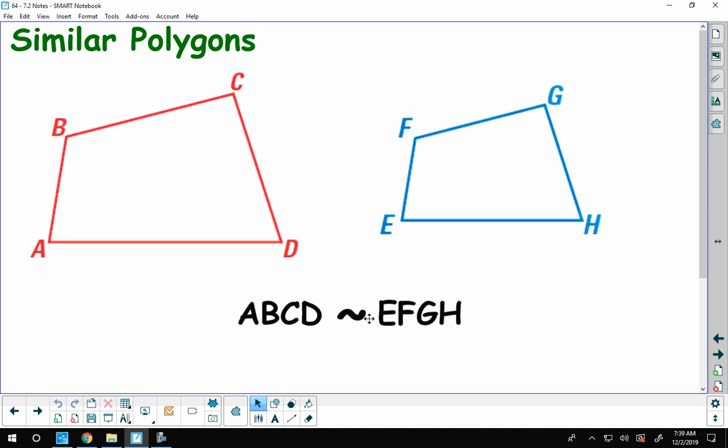So here's the symbol that we use for similar. It's a tilde, so it doesn't have the equal sign under it like the congruent symbol does. So this is polygon ABCD is similar to polygon EFGH. Now you can see that the red one is bigger than the blue one. All of the angles are going to be congruent.